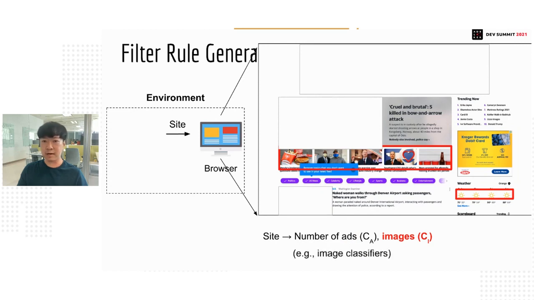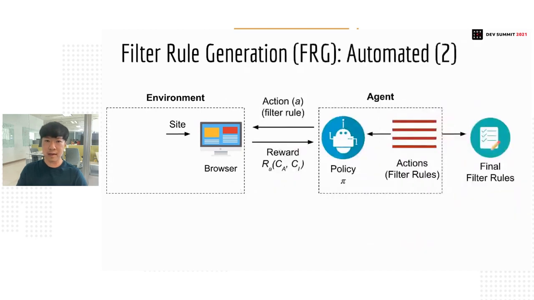And we can do this automatically, perhaps by using image classifiers like Percival, where they can take an image and say, is this an ad or not an ad? And so now the reward is a function based on the number of ads and the number of images. And to close the loop, the policy takes that reward and learns from it before selecting the next action. So we have now replaced the manual work of visual inspection with a reward.